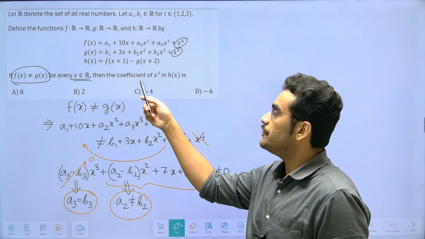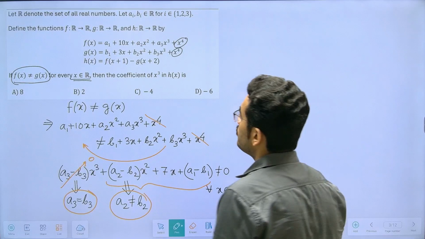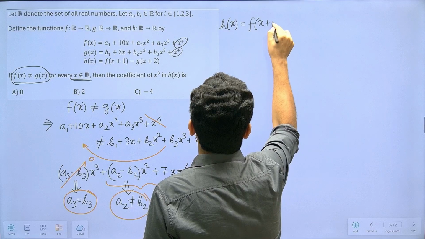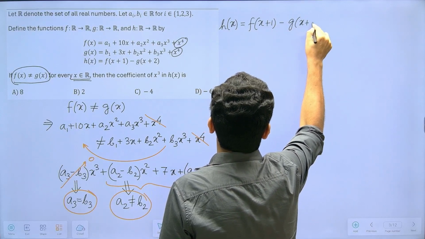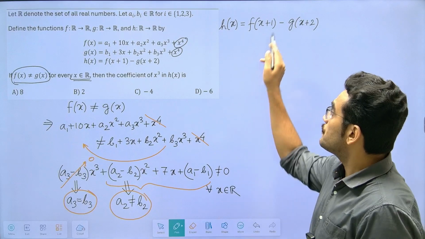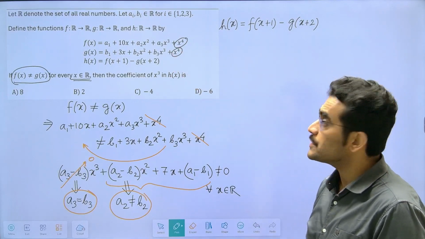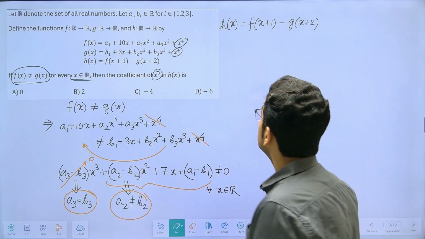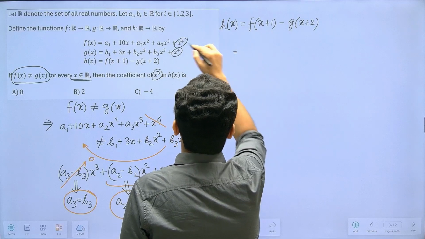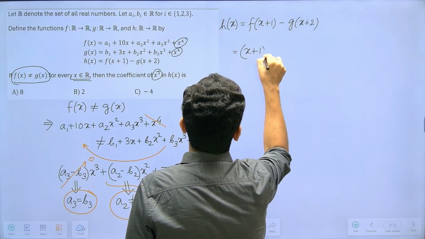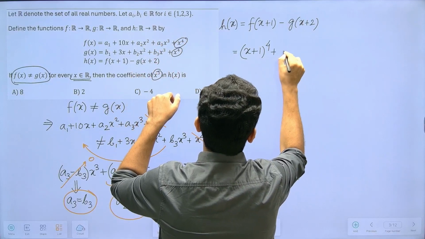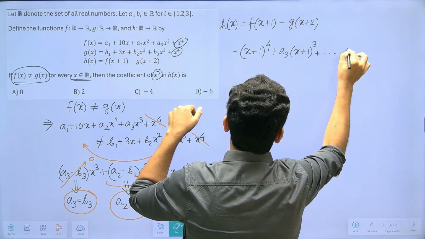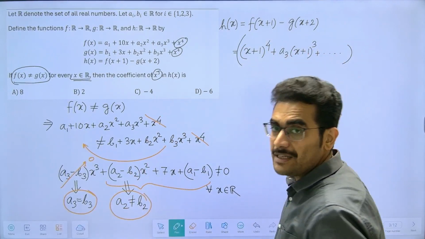Now the question says to find the coefficient of x cubed in h(x). h(x) is defined as f(x+1) minus g(x+2). So for f(x+1) we need to replace x by x plus 1 in f(x), and from the overall polynomial we need to collect the coefficient of x cubed. So if you replace x by x plus 1 in f(x), it will become (x+1) to the power 4, I am starting from here, plus a3 into (x+1) whole cubed, and we can stop the process here only. I don't need to write down any further term of f(x).